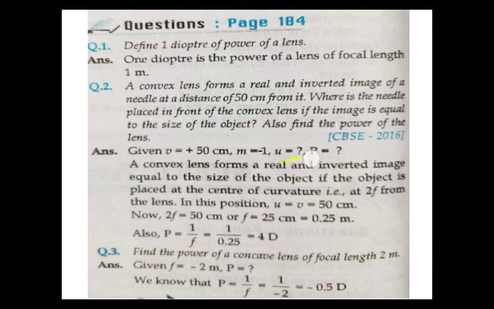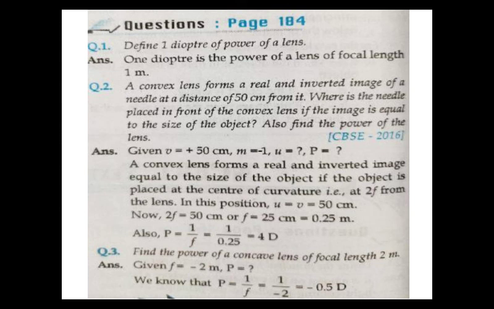So what we have to find? u equal to question mark, so that the image is equal to the size of the object. It is given to us, that is, magnification is 1. Also find the power of lens. Now you can write the given values. Now here see, magnification is given as 1, which means h dash by h. If it is of the same size, then the ratio will be equal to 1. But as a real and inverted image is given, the sign of magnification will be negative. You have to write minus yourself.